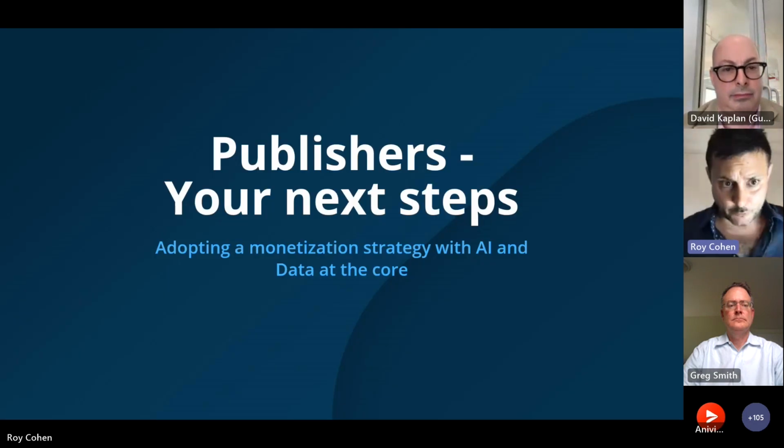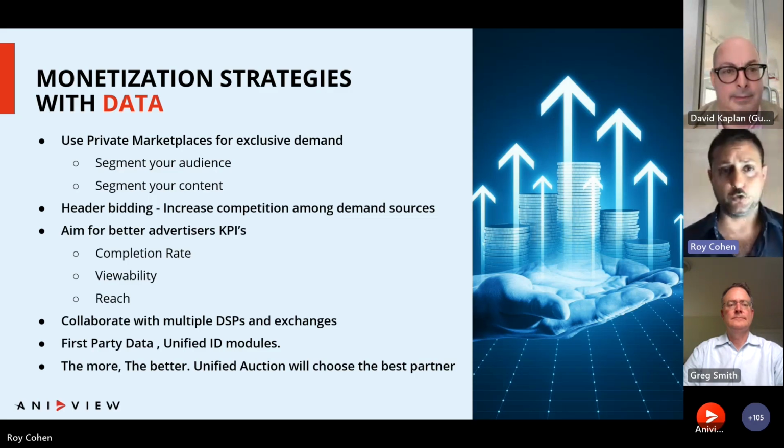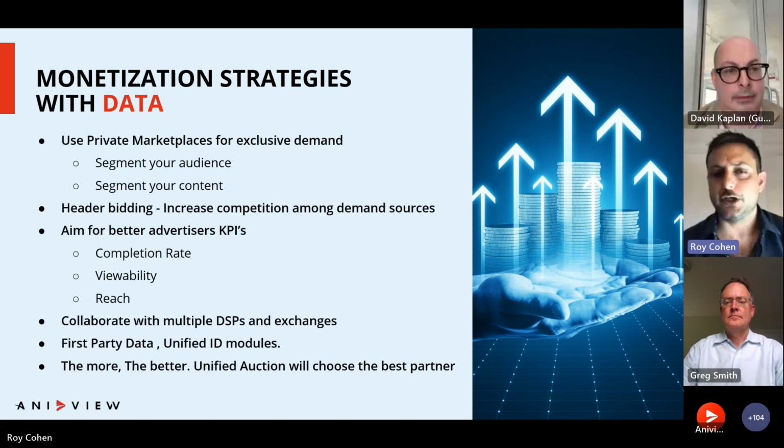So what's next for you publishers, or how you can use the quick overview that we did about AI and how you can leverage it for your own benefit. And data is, like we said in the beginning, the king. What is your strategy here? First, you can use this data to create private marketplaces.